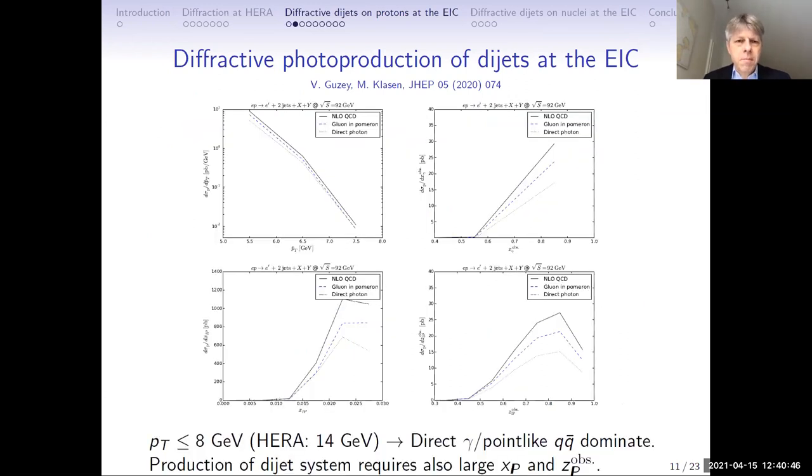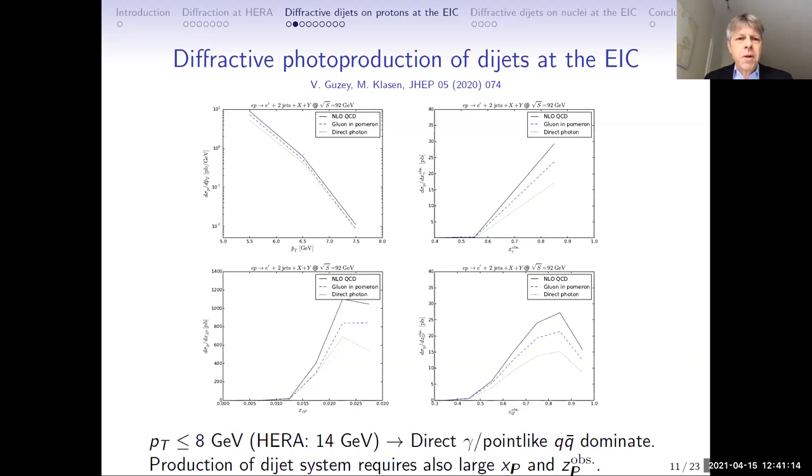So these are the central results for the proton for a center of mass energy of 92 GeV. We looked at different kinematic distributions. On the top left, the average transverse momentum of the jets. Top right, the photon momentum fraction. Bottom left, x Pomeron, which is cut at 0.03. And then bottom right, the momentum fraction of the partons in the Pomeron that we are mostly interested in.